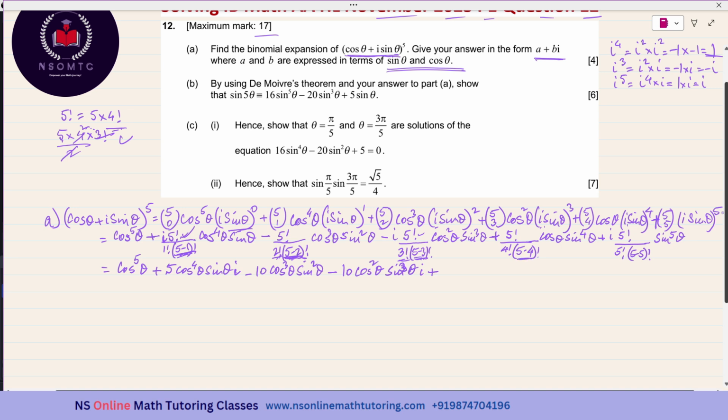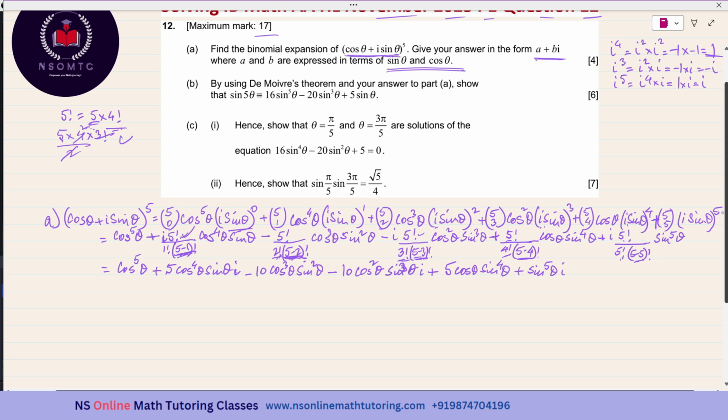5 minus 4 is 1 factorial. 1 factorial is of course 1, and this is 4 factorial, and this is 5 factorial, which is 5 times 4 factorial. So again it has to be 5. So 5 cos theta sine to the power of 4 theta, and this is 1 factorial and this is 5 factorial over 5 factorial, hence it is 1. So plus sine to the power of 5 theta i. So this is the expansion.